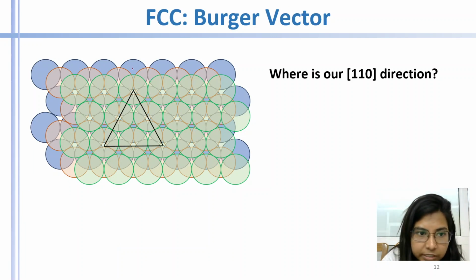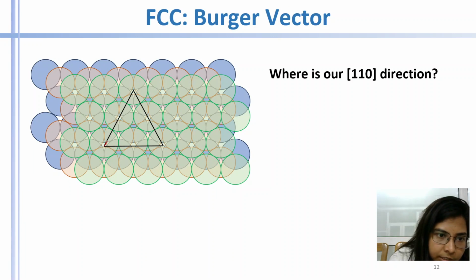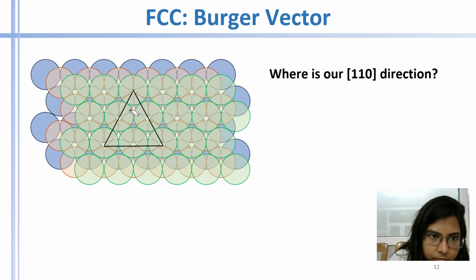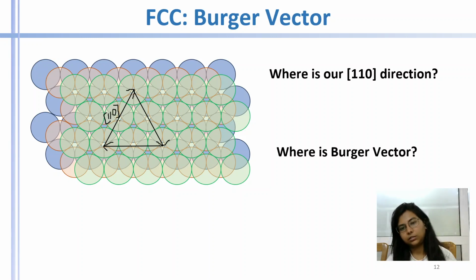Now where is the 111 direction? So these are the 111 directions. So these are our 110 directions. So the next question is, where is the Burgers vector?